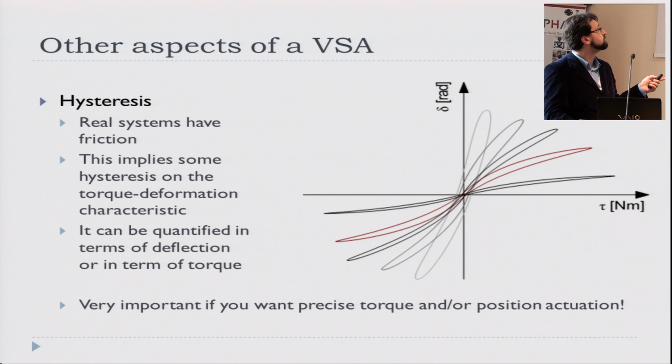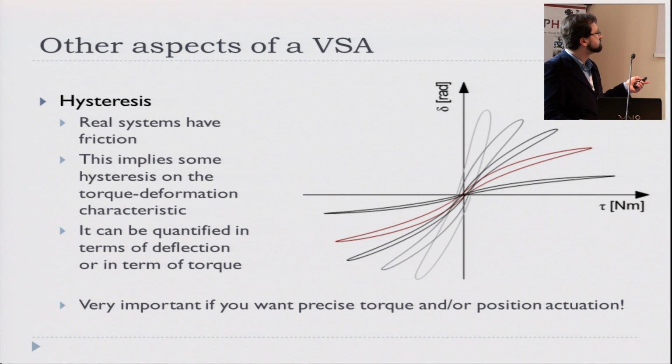Then another aspect which is important, especially if you want to do something with precise torque or position control, is hysteresis of the system. Since this system is flexible and since it's real, so it has friction, if you do load-unload cycles on the system, you get some amount of hysteresis. You probably know what hysteresis is. It's simply that when you load the system, it moves a little farther on one side, and when you unload it, it moves on the other because some of the energy is lost due to friction.